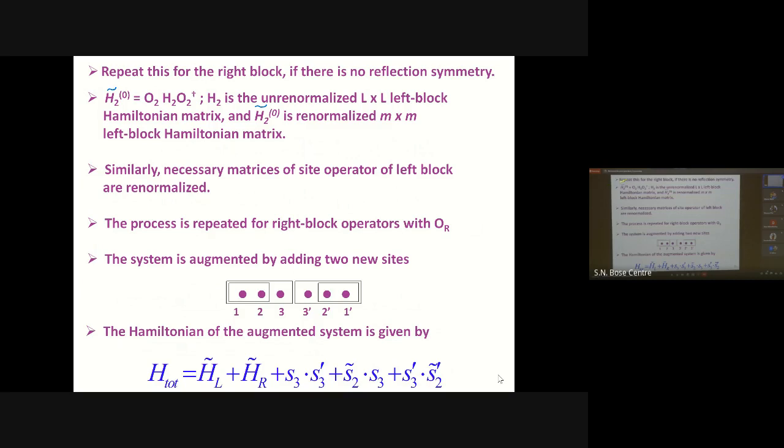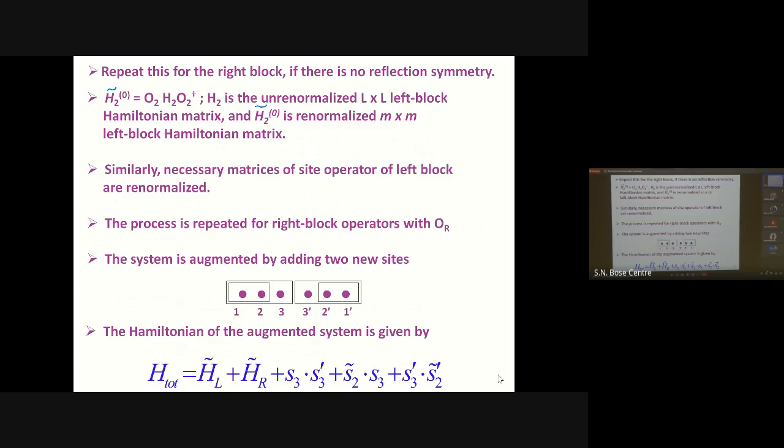You see that H_2 is an L by L matrix because it is the full Fock space dimensionality of the two sides, and O_2 is an M by L matrix, and O_2 dagger is an L by M matrix. So what you get is an M by M matrix, which is the renormalized matrix of the left block. You can do the same thing for the right block. After you renormalize the left and right blocks, you can set up the matrices for operators, like the spin operators. For example, S1Z, you can set it up.